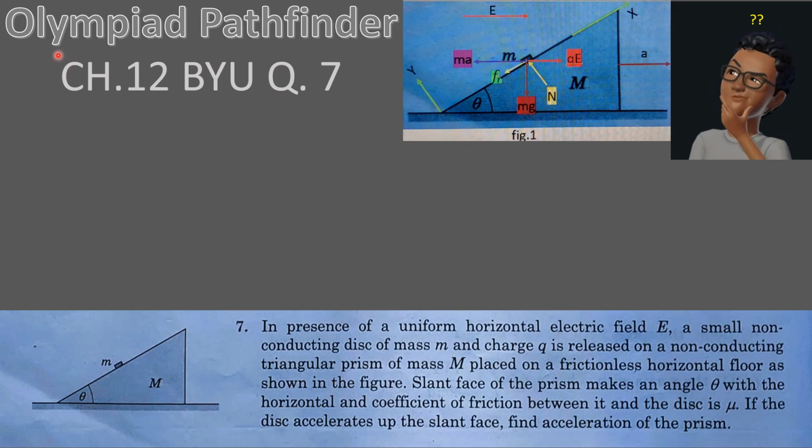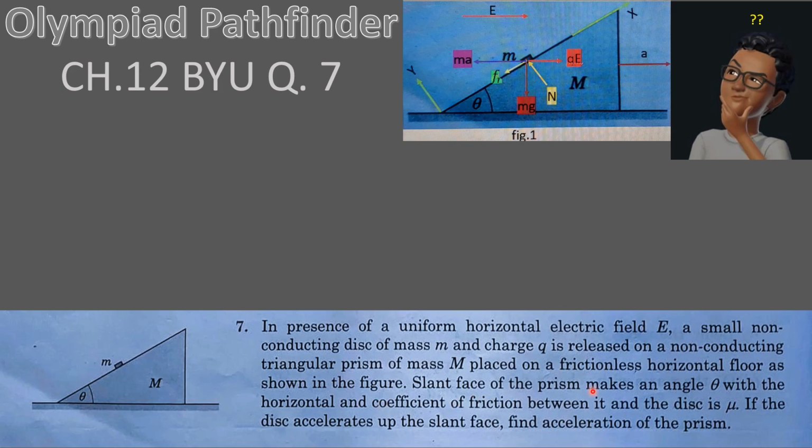This question has been taken from Olympiad Pathfinder, Chapter 12, Build Your Understanding, question number 7. The question is: in presence of a uniform horizontal electric field E, a small non-conducting disk of mass m and charge q is released on a non-conducting triangular prism of mass m placed on a frictionless horizontal floor as shown in the figure.